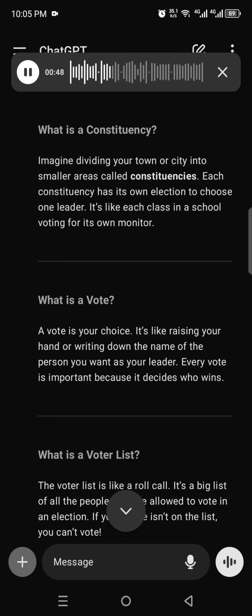What is a vote? A vote is your choice. It's like raising your hand or writing down the name of the person you want as your leader. Every vote is important because it decides who wins.